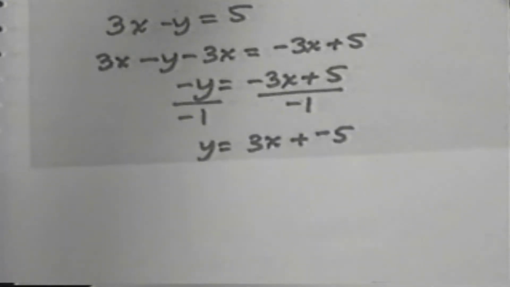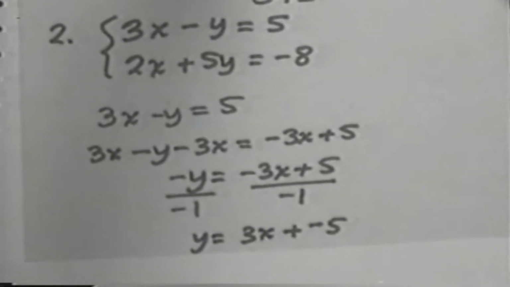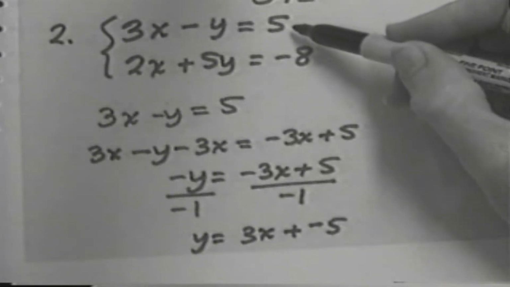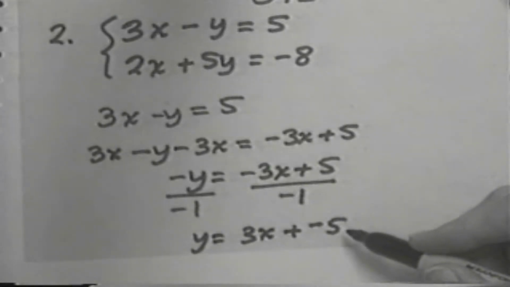Dividing by negative 1 on both sides gives us y on the left. And we can decompose this fraction on the right to get negative 3x over negative 1 and 5 over negative 1. This gives us positive 3x plus negative 5, or 3x minus 5. So we've got the y alone from the first equation. Remember that we used equation 1. This is the equation that we have used to get the y by itself.